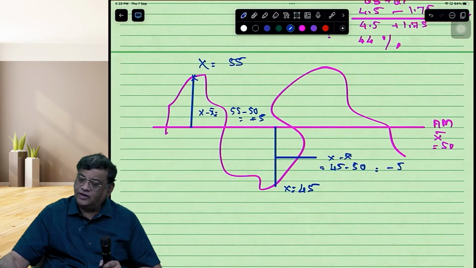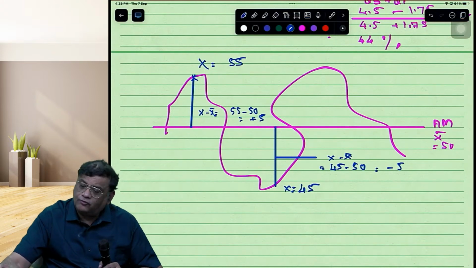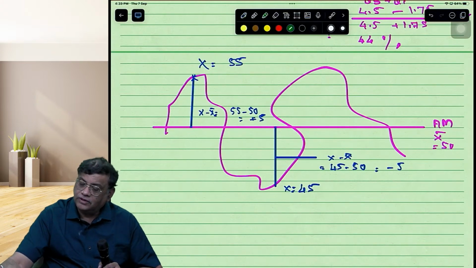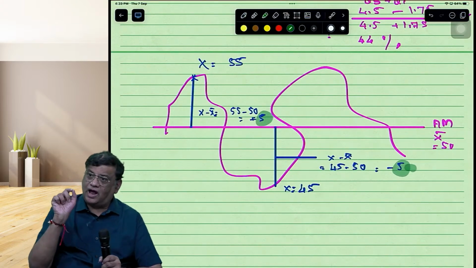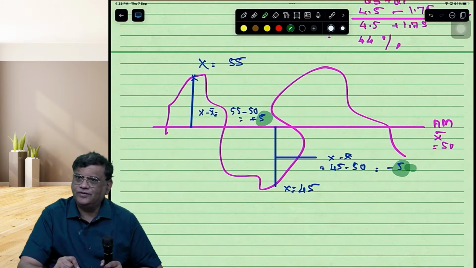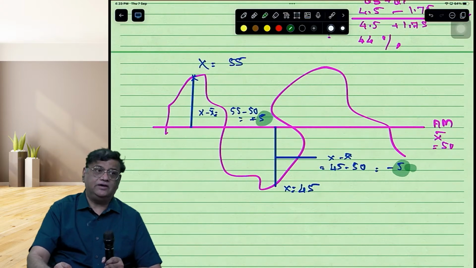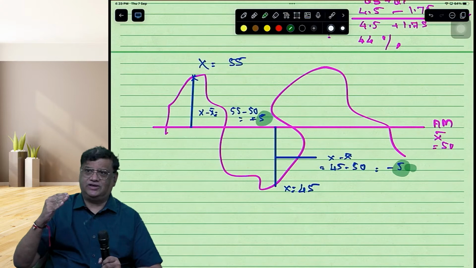ये दोनों भी केसेस में, what is the amount of variation? यहां भी वो वेरिएशन 5 का है और यहां भी वो वेरिएशन 5 का है, तो वेरिएशन अमाउंट कितना है? 5 है. देखो, ट्राई टू अंडरस्टैंड. We are interested in the magnitude of variation, we are interested in the quantum of variation.